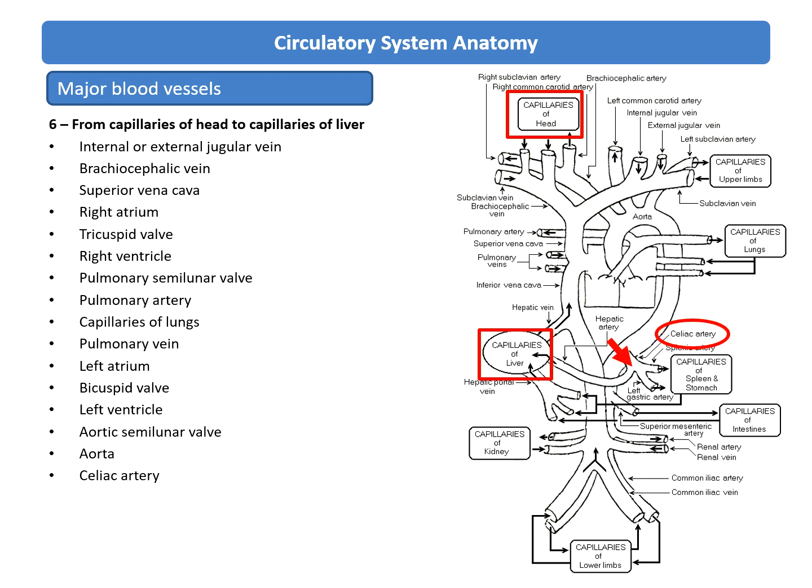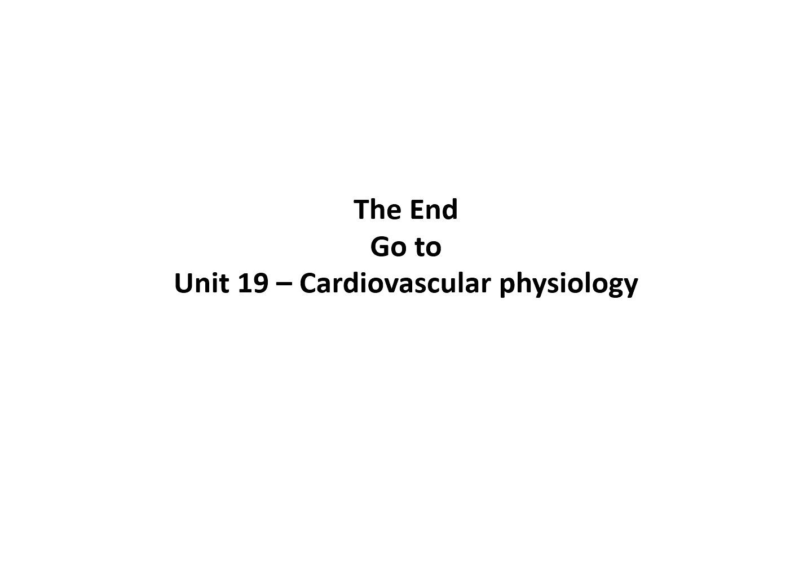exits the aorta through the celiac artery, then the blood flows through the hepatic artery to the capillaries of the liver. And this is the end of Unit 18.